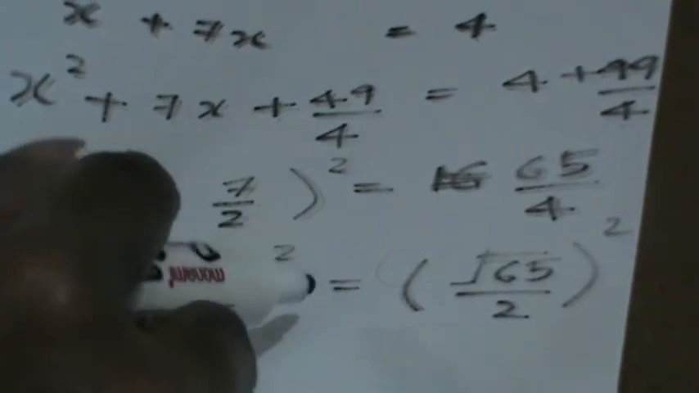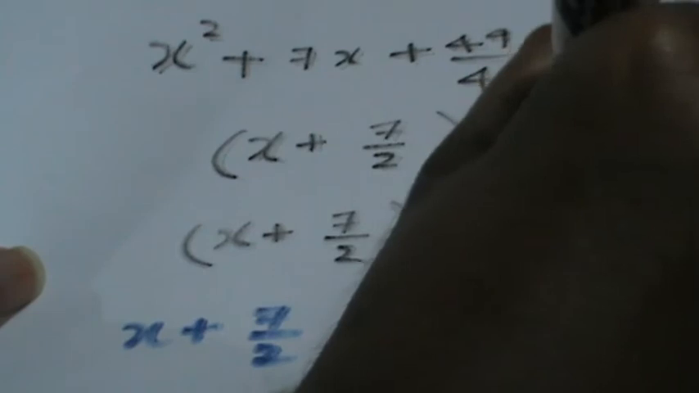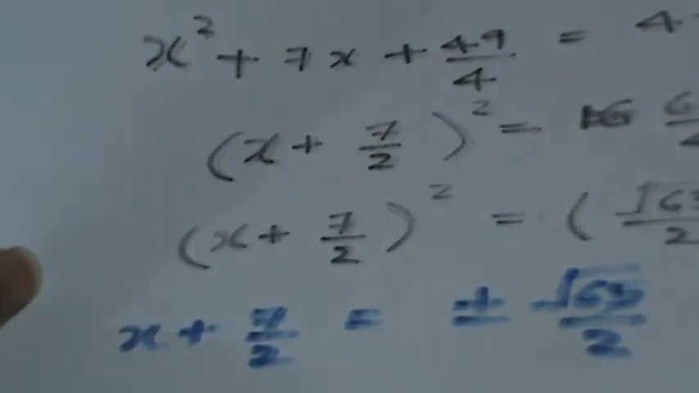As the final step, I have to take the square roots of both sides. When we take the square root of this side, that will be x plus 7 by 2, and on this side we have to take both the positive and the negative options. So x plus 7 by 2 is equal to plus or minus root 65 by 2. When I take the positive option, I will be left with x plus 7 by 2 is equal to root 65 by 2.